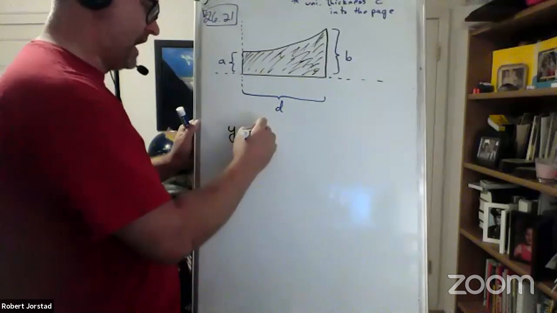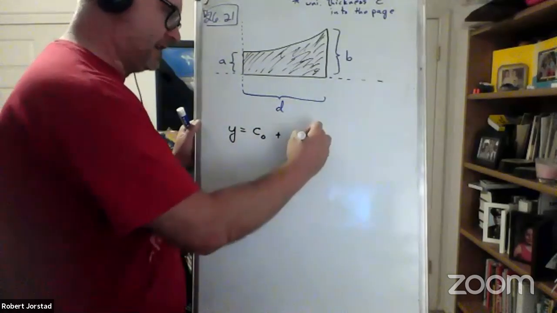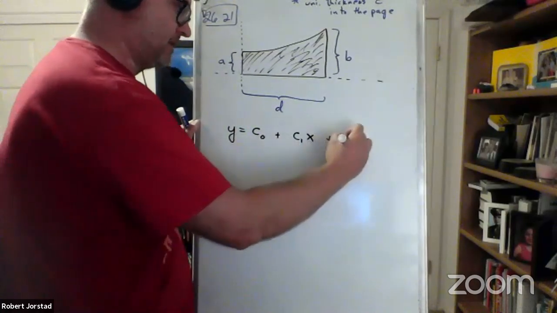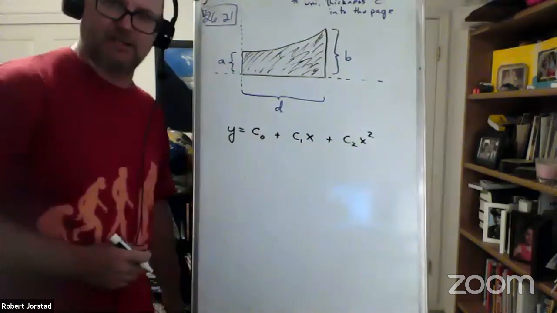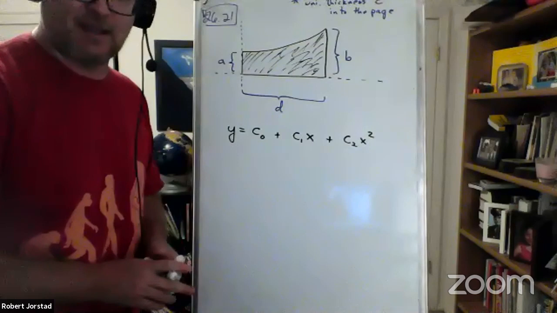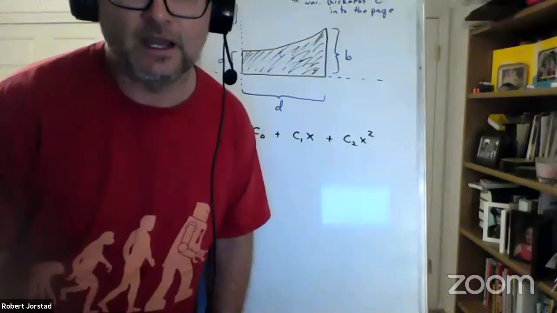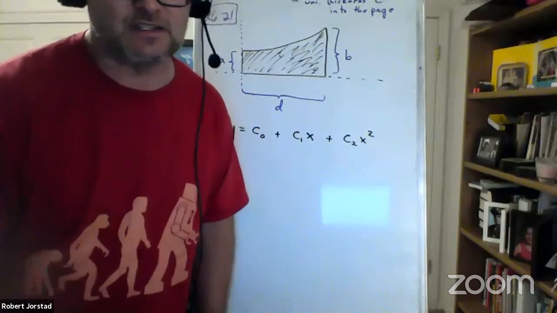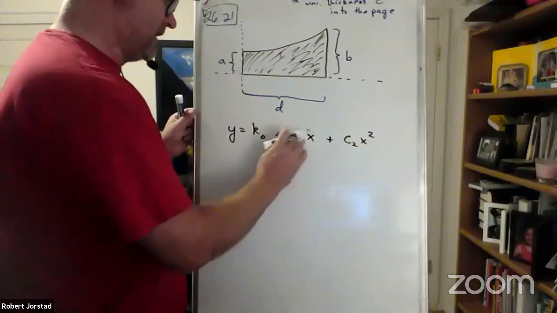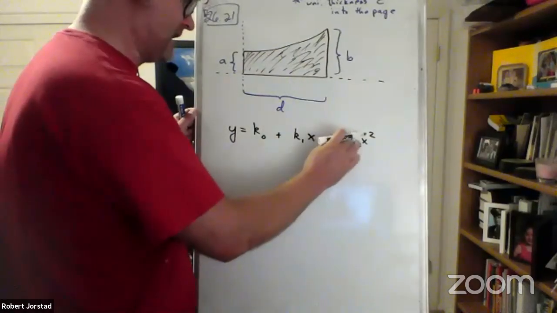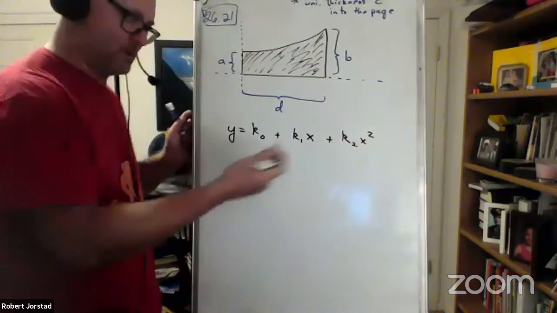y equals, I'm going to call this constant 0 plus constant 1 times x plus constant 2 times x squared. And our goal is to now figure out these three constants. I think I used the letter K in the solution. Let me see if I used the letter K. I did. So let me switch these C's to K's, okay? And this is a general form of a parabola, right? It's a polynomial of order 2.